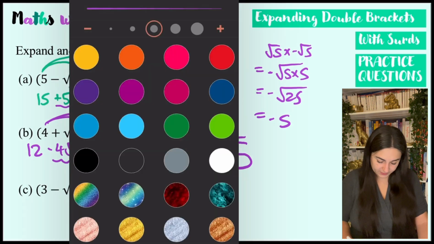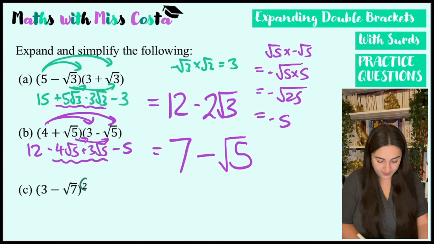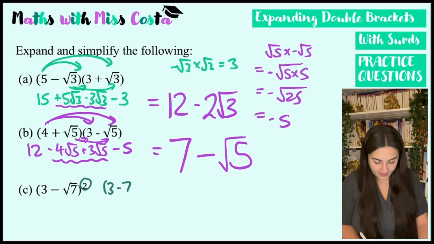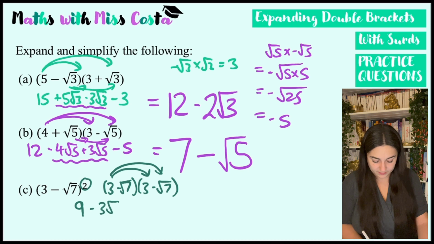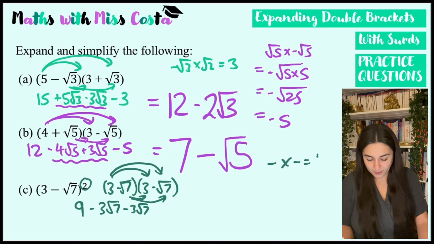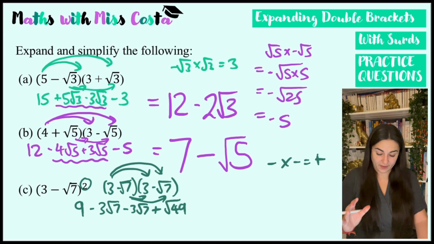And then for the last question, what does squared mean? That just means it's the whole thing multiplied by itself. So I can write that out like this. 3 root 7. 3 times 3 is 9. 3 times negative root 7 would be negative 3 root 7. Same over here. And a negative times by a negative gives you a positive. So that is going to be positive square root of 49. I'll just leave it like that so you can see that you can leave it like that if you want.